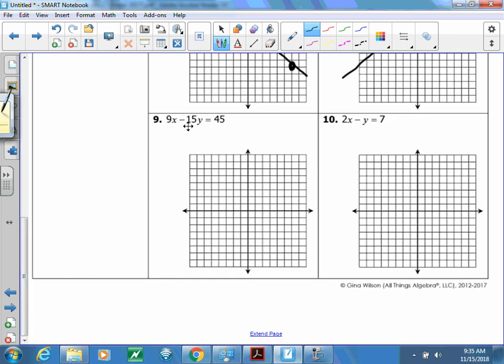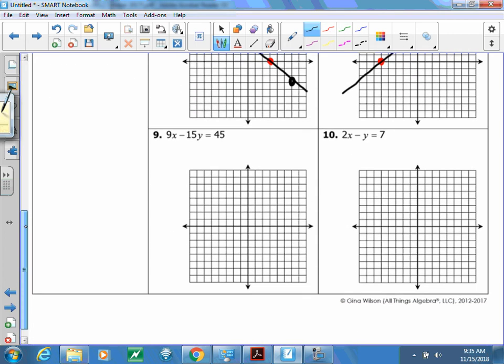All right, 9x minus 15y is equal to 45. Find the x-intercept. So set y equal to 0. That would get rid of the negative 15y, leaving me with 9x is equal to 45. Divide by 9, and x is going to equal 5. And so I go 5 units to the right, 1, 2, 3, 4, 5 units to the right.